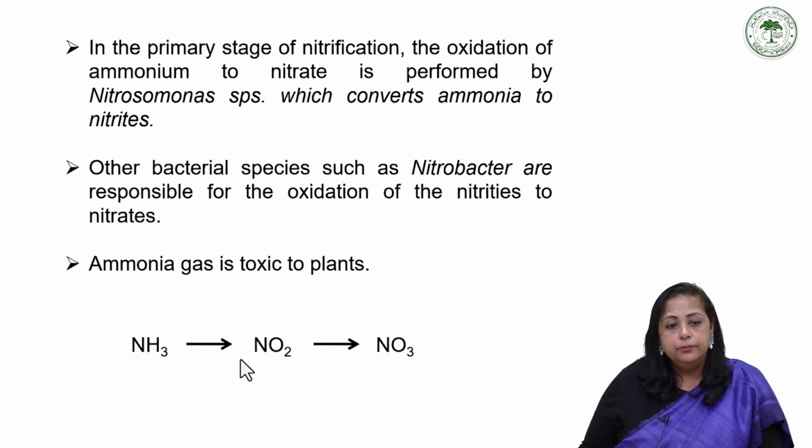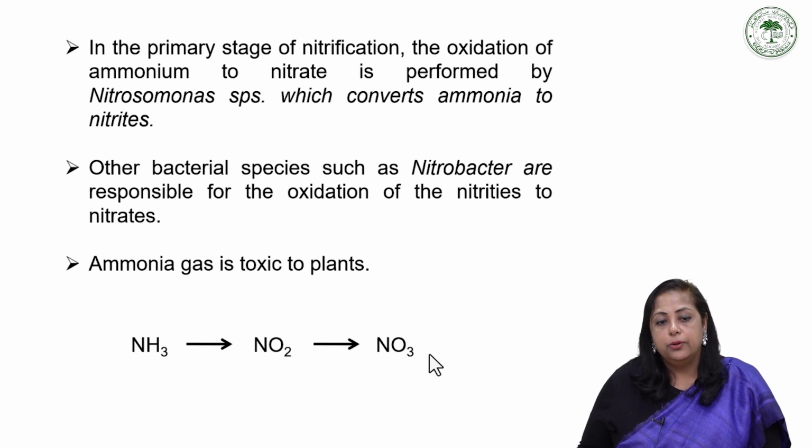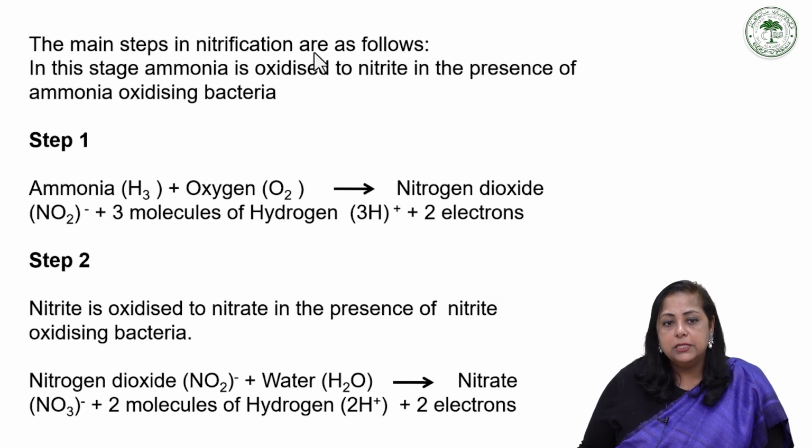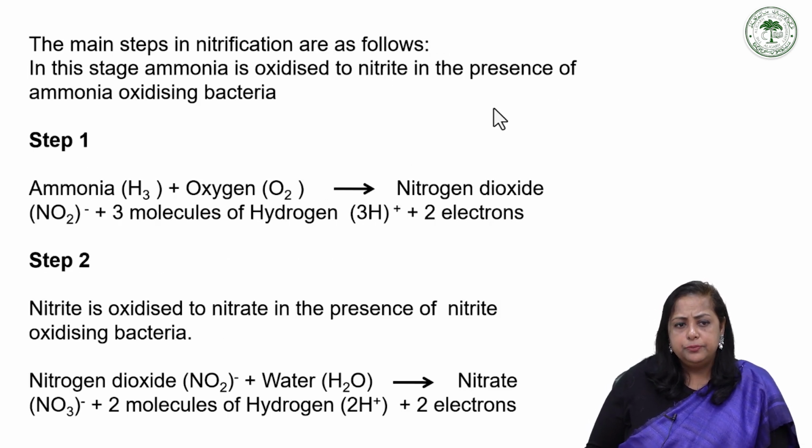So this is the formula. Ammonia gas is toxic to plants. So NH3 is converted into NO2 and NO3. So this is the process. This is called nitrification.